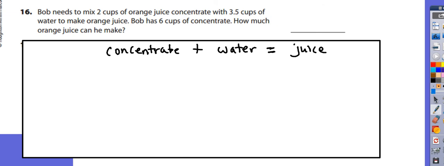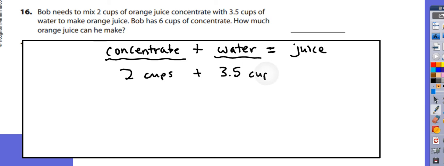I'm going to read the directions. It says Bob needs to mix 2 cups of orange juice concentrate. So how much concentrate does he need? He needs 2 cups of orange juice concentrate with 3.5 cups of water. Well, if he mixes 2 cups of concentrate with 3.5 cups of water, how much juice will he have? I hope you recognize that he'll end up with 5.5 cups of juice.